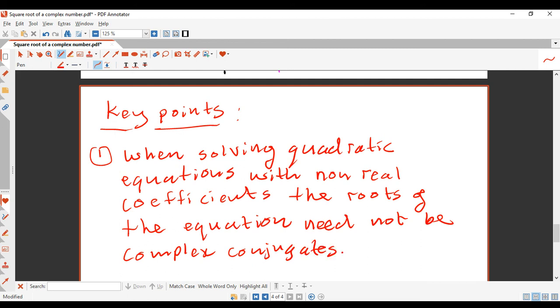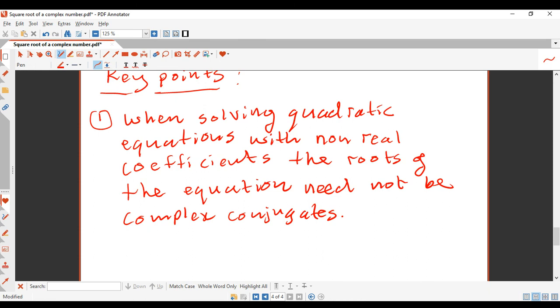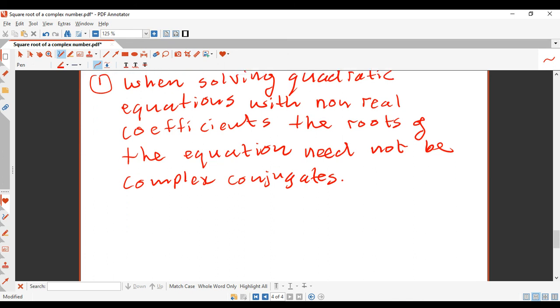Okay, so now that brings up another point. What if the coefficients of your quadratic are real? That means your roots may be complex conjugates, or they will be complex conjugates. But if the coefficients are non-real, they need not be. All right, so that's it for the lesson.